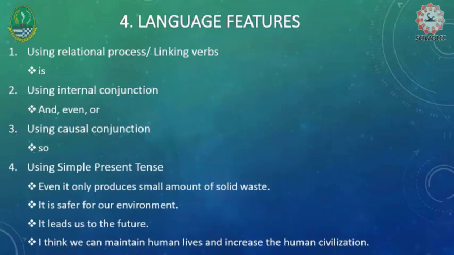And of course, the last thing, we use the simple present tense. You see, here is the simple present tense. "Even it only produce small amount of solid waste." Have a look. The subject of the sentence is "it," and then followed by the simple present tense. And then the second one, "it is safer for our environment." The subject is "it," and the auxiliary verb is "is." So it is in the simple present tense. Third sentence, "it leads us to the future." And then the last one, "I think we can maintain human lives and increase the human civilization."